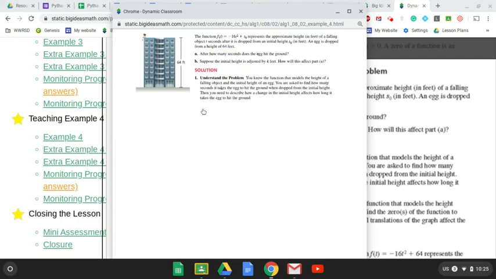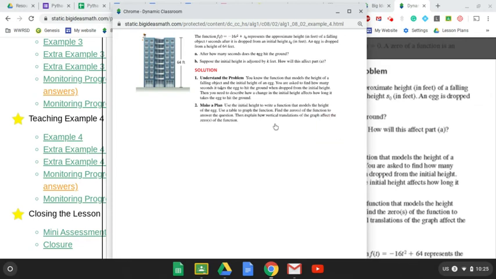So let's go step by step. First, let's understand the problem. You know the function that models the height of the falling object and the initial height of the egg. You're asked to find how many seconds it takes for the egg to hit the ground when dropped from the initial height. Then you need to describe how the change in initial height affects how long it takes to hit the ground. Let's make a plan.